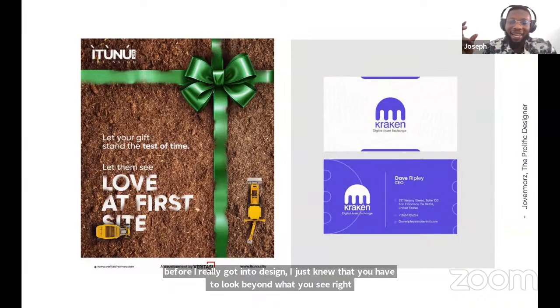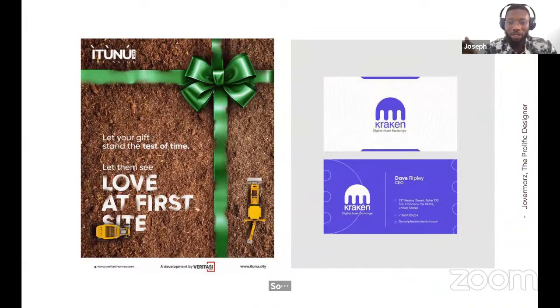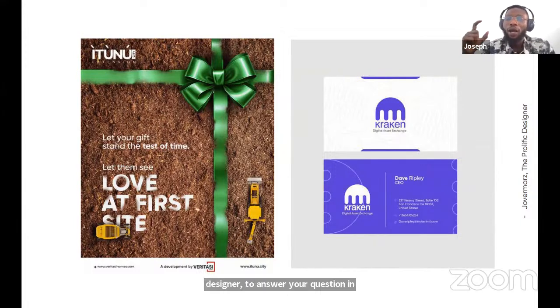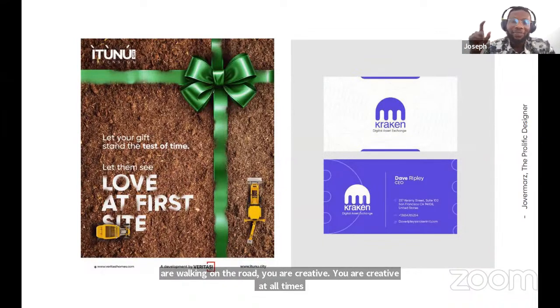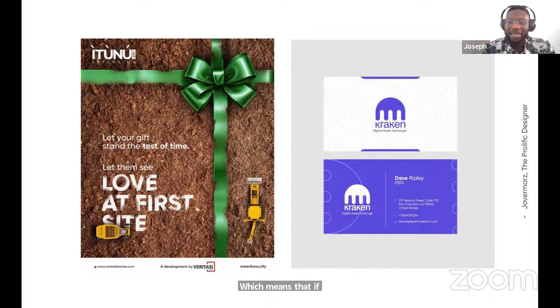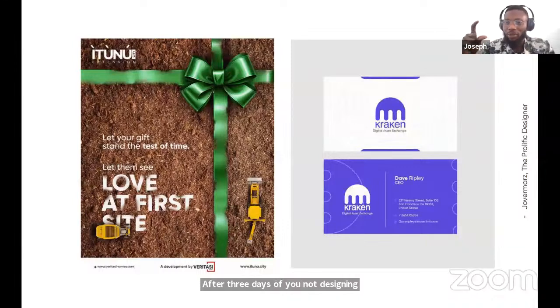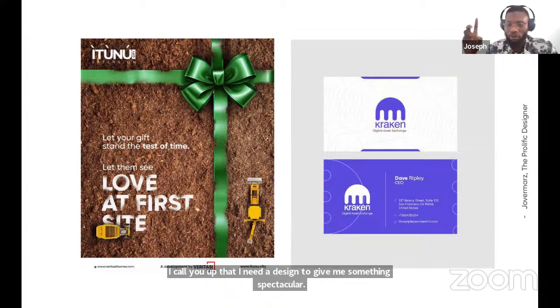So as a designer, to answer your question in stages, first, you have to be creative at all times. You wake up, you are creative. You are going to bed, you are creative. You are eating, you are creative. You are walking on the road, you are creative. You are creative at all times. Which means that if after 3 days of you not designing, I call you up that I need a design, you give me something spectacular, because you are always creative. That's one.